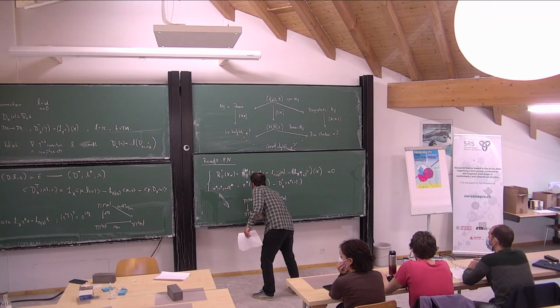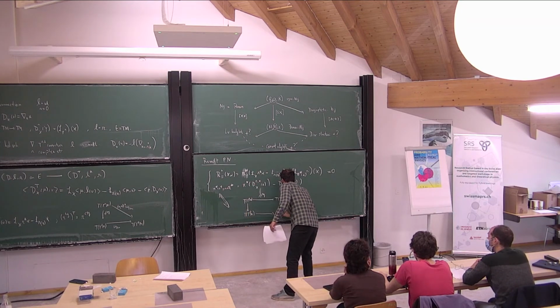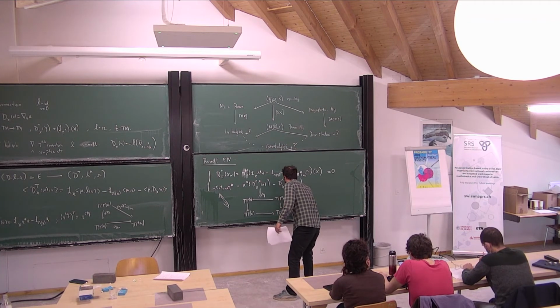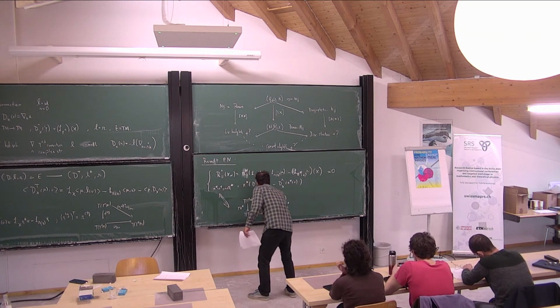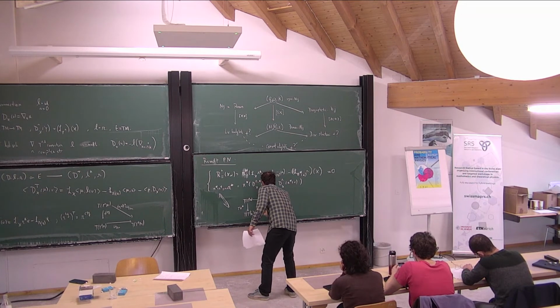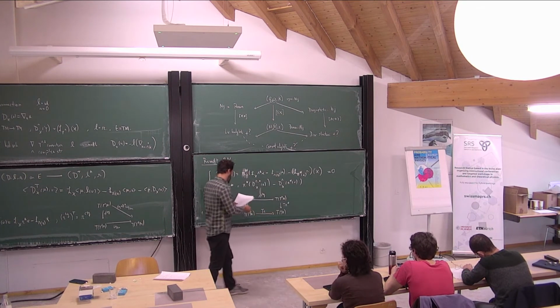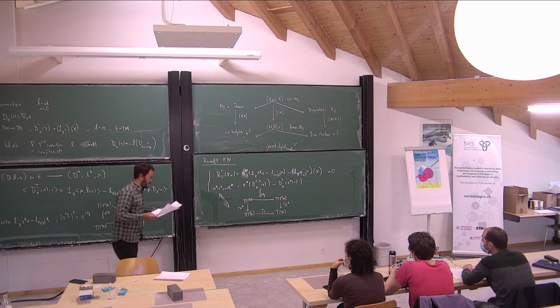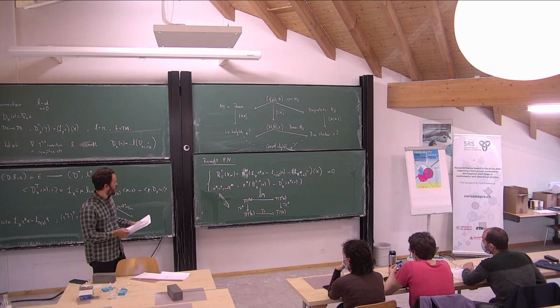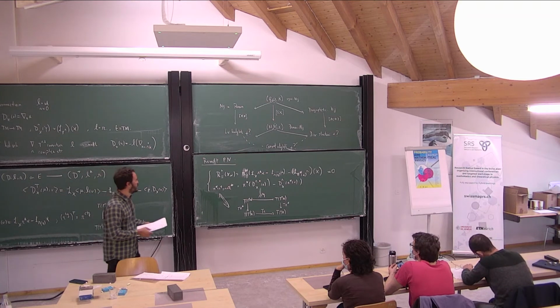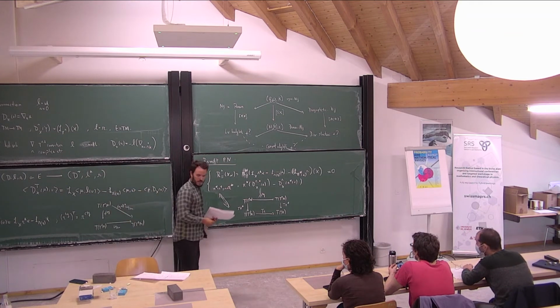You have TT*M, the double tangent bundle. Here you just have the tangent of pi sharp. And here just have TR. This is the tangent lift here. TR, or I think the tangent lift. The tangent, exactly. Okay. Instead of TR.